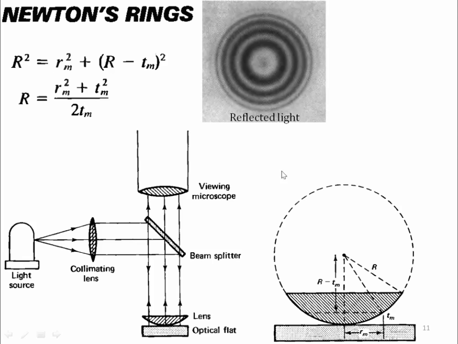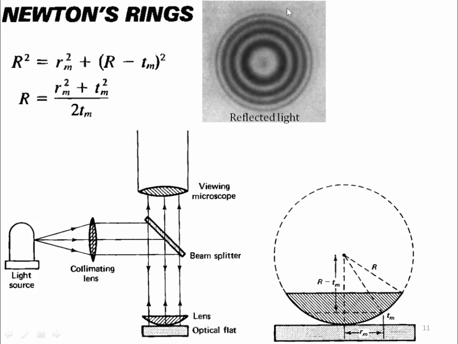What you should see is that the reflected beam should be something like this. The central one should be a minima, then around this is a maxima, then a minima. Now I leave it as a question to you: why will this central one be a minima in this case? So you try to think yourself. Maybe at some later stage I will ask it from you.